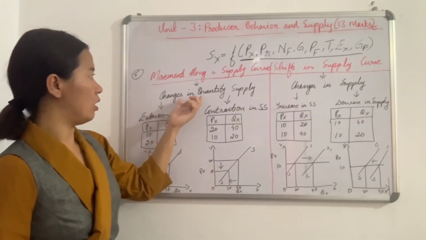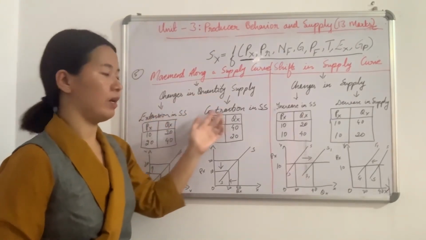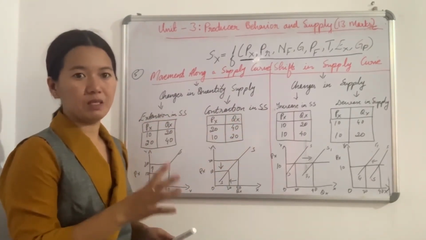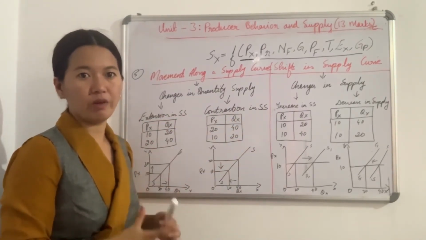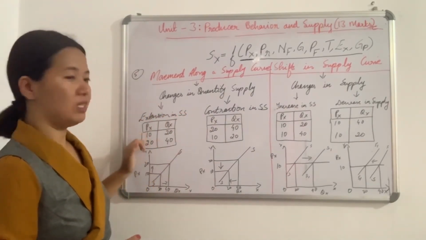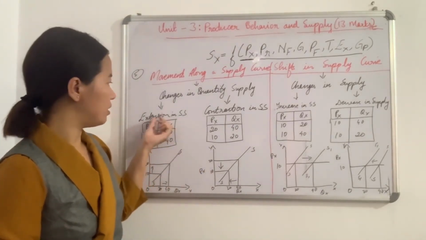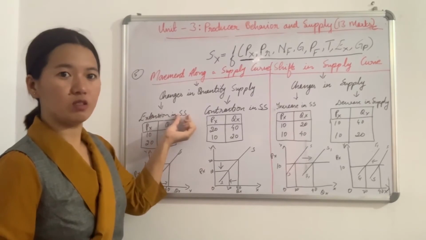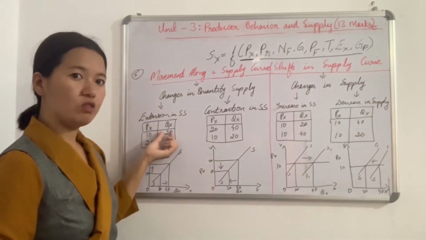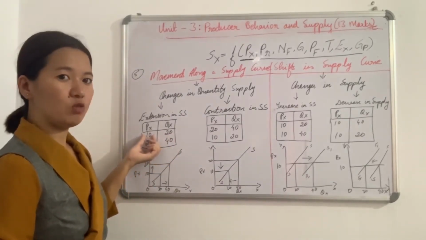In changes in quantity supply, we have two types, that is extension in supply and contraction in supply. From the name itself, extend means to increase or expand. So there is an increase in supply because of an increase in price. Since there is a direct relationship between price and supply, this increase or extension in supply is caused due to an increase in price from rupees 10 to rupees 20, with supply rising from 20 units to 40 units.